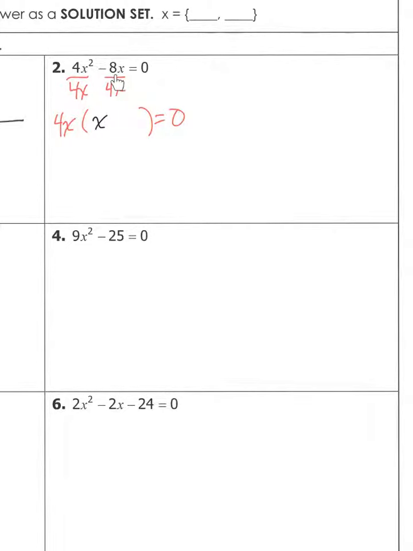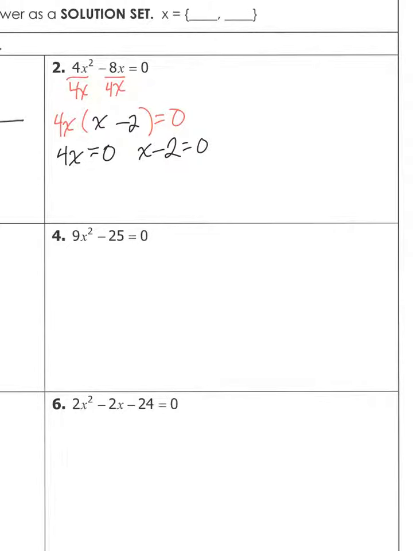And then negative 8 divided by 4 is negative 2, and the x's cancel. So I get minus 2. So then I need to set this equal to 0 and this equal to 0. So 4x equals 0, and x minus 2 equals 0.